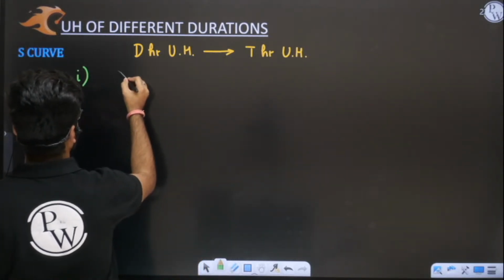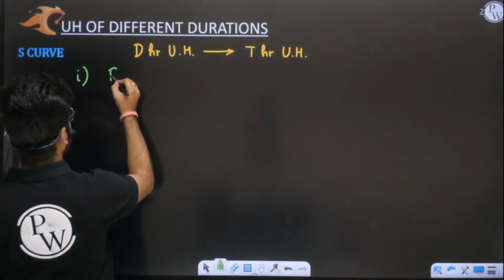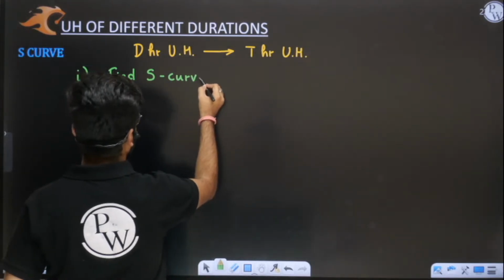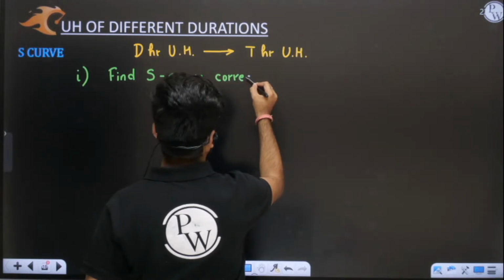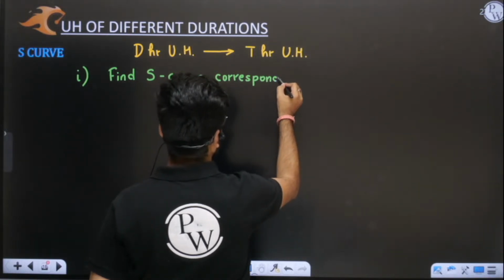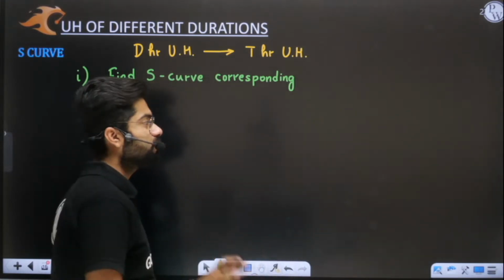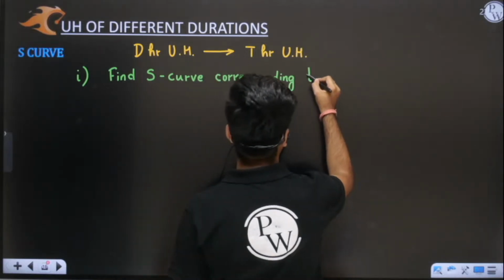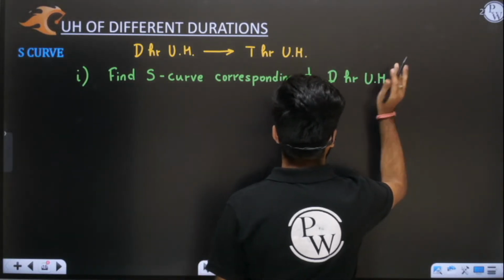So the very first step is to find the S curve. In these 4 steps you will easily get the answer. So find the S curve corresponding to the DR unit hydrograph. This is the first step.